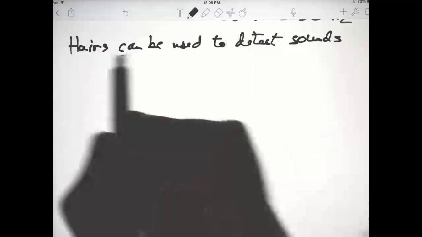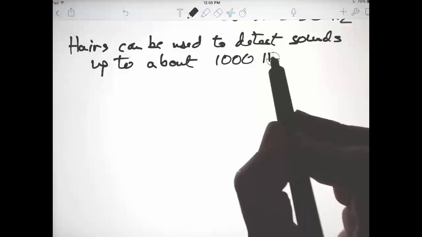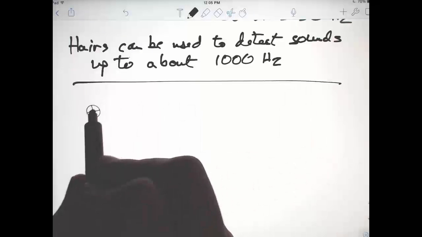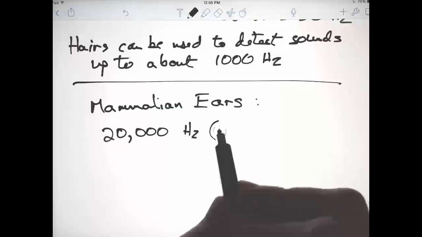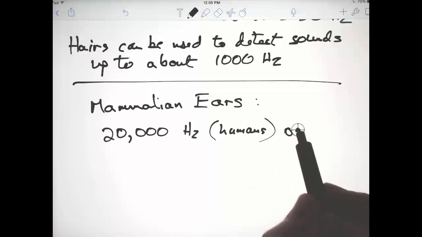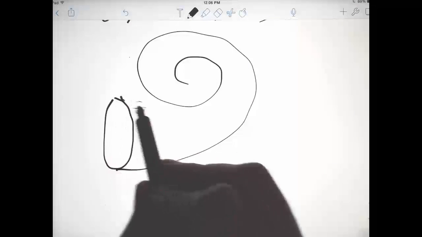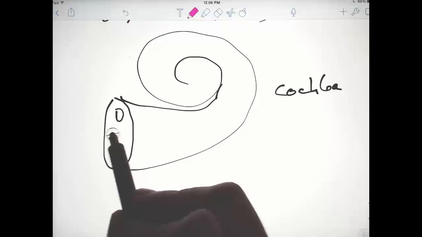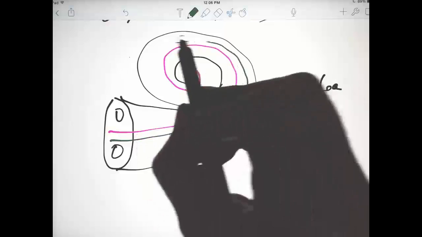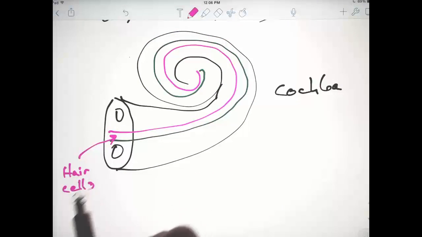Hairs can be used to detect sound frequencies, pulse frequencies, of up to about 1,000 per second, 1,000 hertz. Mammalian ears detect up to about 20,000 hertz, and that requires a different mechanism. No neuron can produce more than a maximum of about 1,000 action potentials per second. And so in the mammalian ear, it's the location of an event that tells you what the sound is.